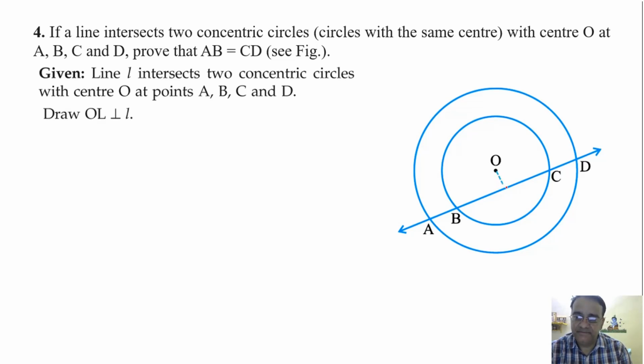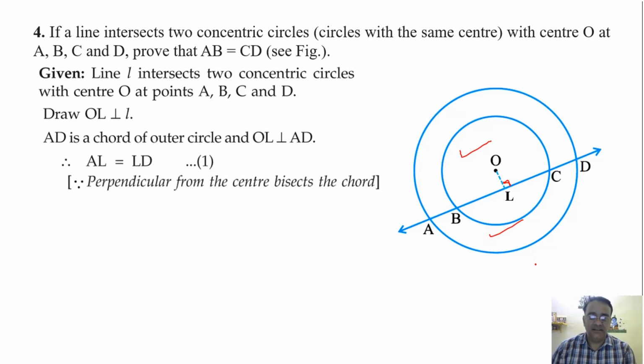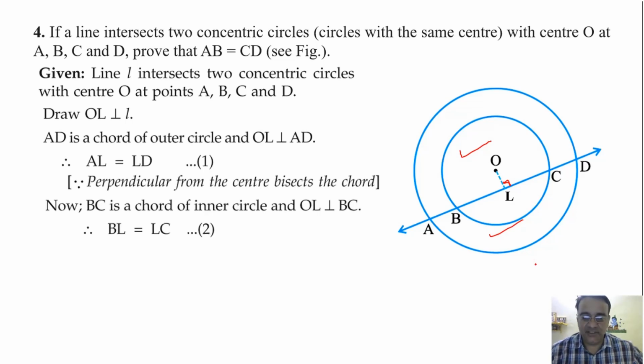So this is the perpendicular, and we know that the perpendicular from the center to a chord bisects the chord. So we'll take this point as L. So BL is equal to CL for this circle, and AL is equal to DL for the outer circle. Okay, so is this clear? Yes, sir.